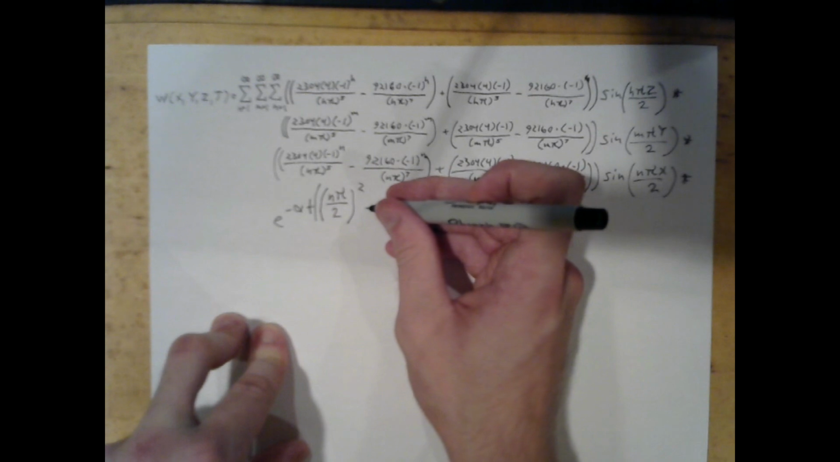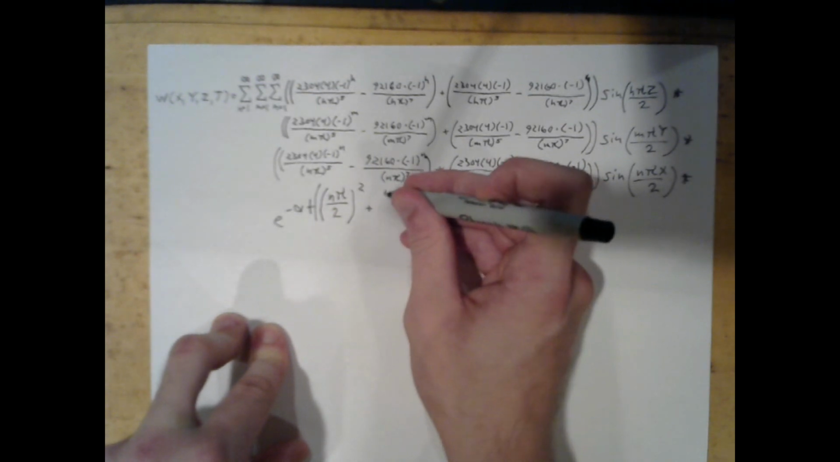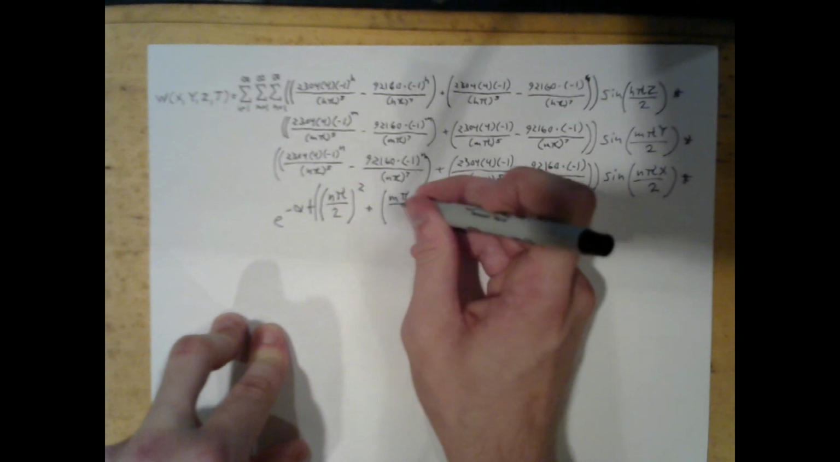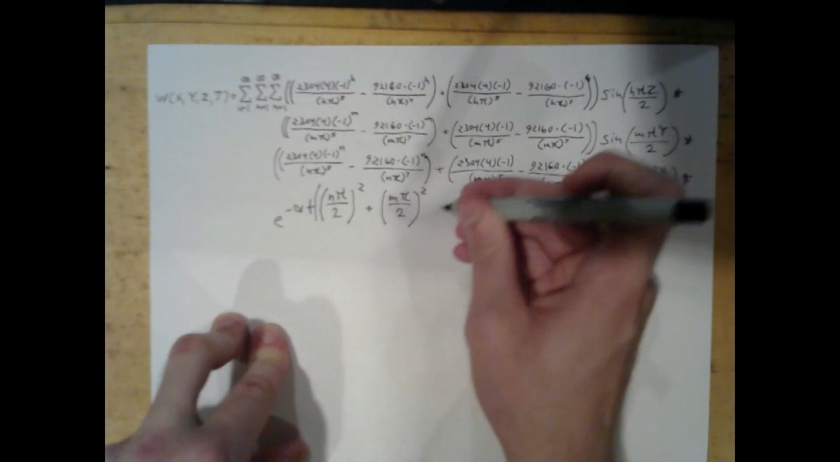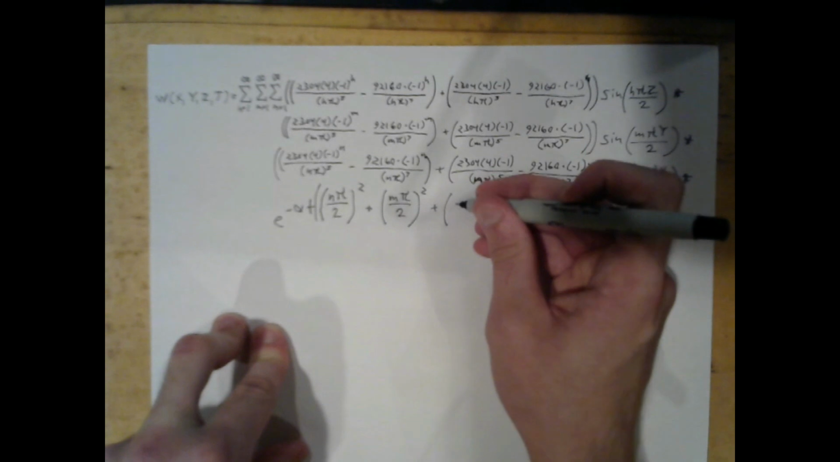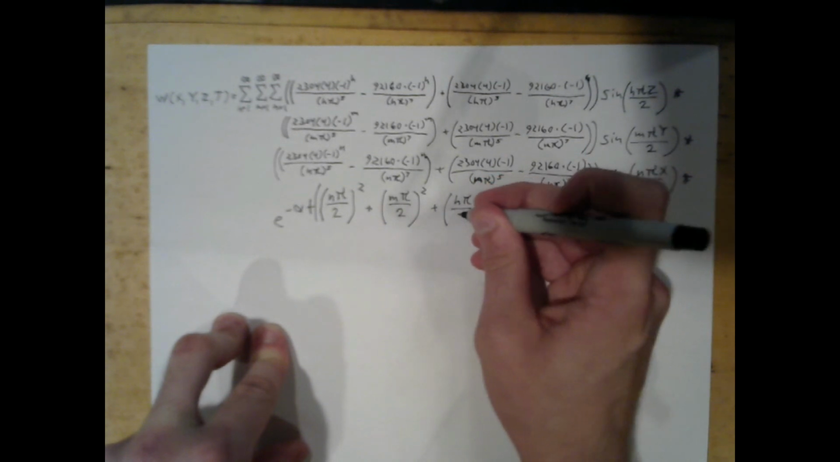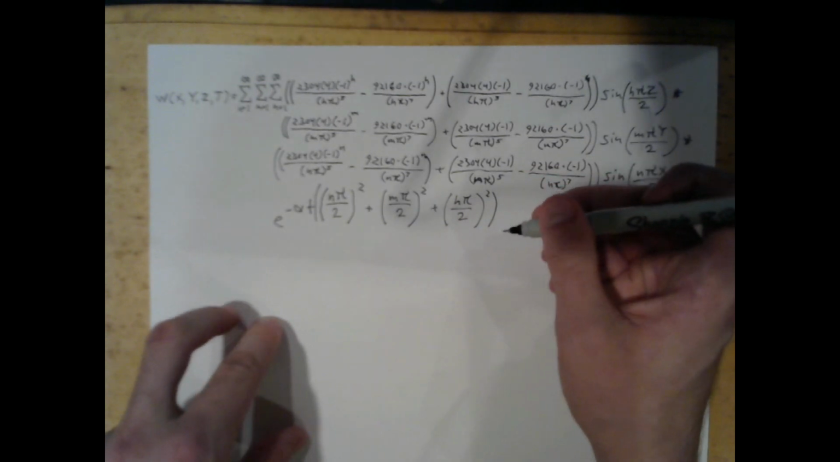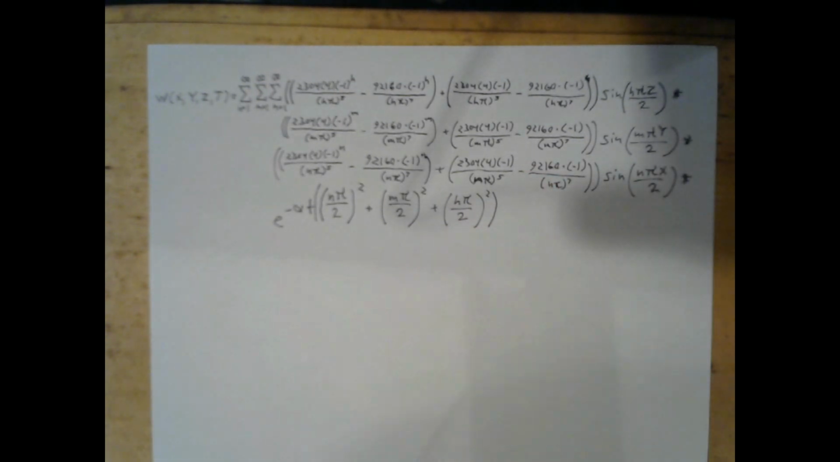And then we're going to say plus m pi over 2 squared plus h pi over 2 squared. Okay, so basically now we have the entire heat equation. This is the solution to our heat equation.